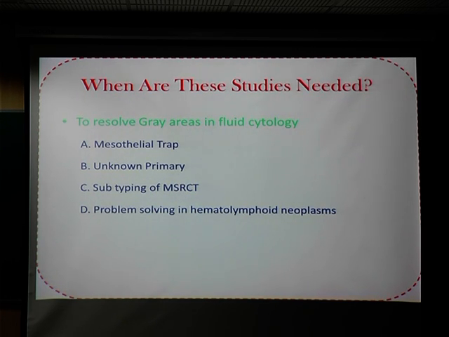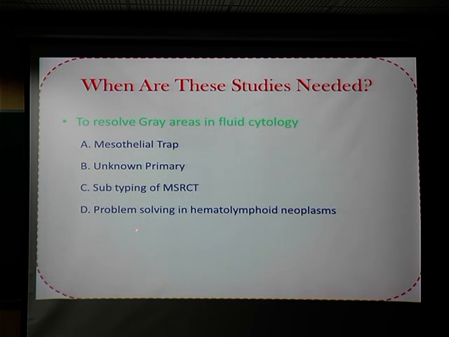Now when are these studies needed? Other indications, as I told you, are basically to resolve the gray areas in fluid cytology, the mesothelial trap, where you want to differentiate reactive mesothelial cells from adenocarcinoma cells, or reactive mesothelial cells from mesothelioma cells. Or when you are not aware of any primary, that is an unknown primary, and the patient comes to you with only massive pleural effusion or massive ascites.